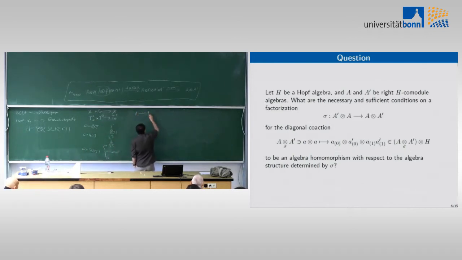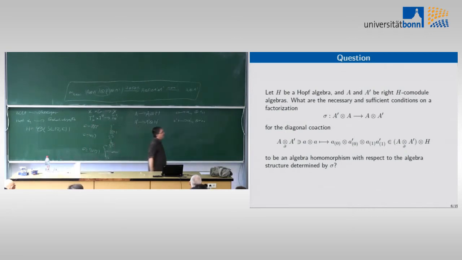So I have a map from A to A tensor H, which is an algebra homomorphism. And I also have a map from A prime to A prime tensor H. And I use Sweedler notation to denote these maps. So I'm mapping A to A0 tensor A1, summation suppressed and assumed. And I map A prime to A prime 0 tensor A prime 1. Okay?